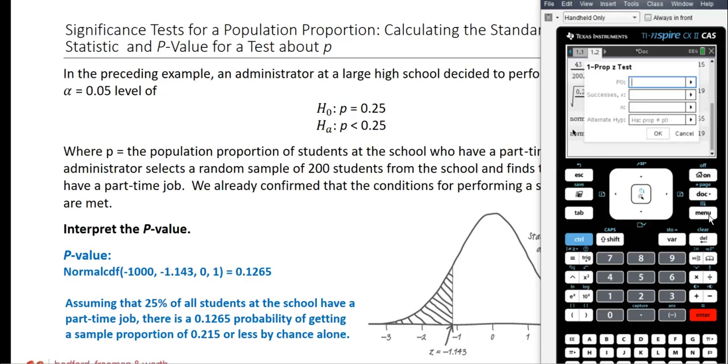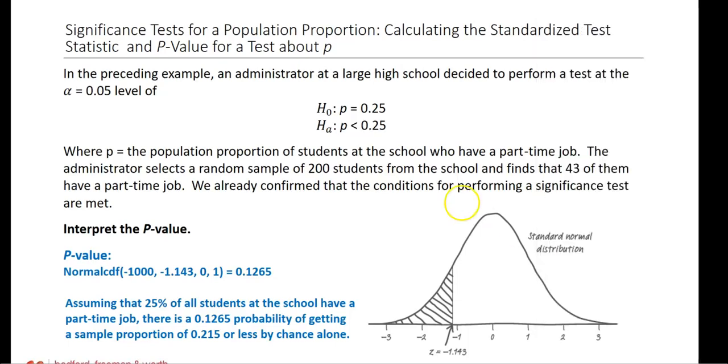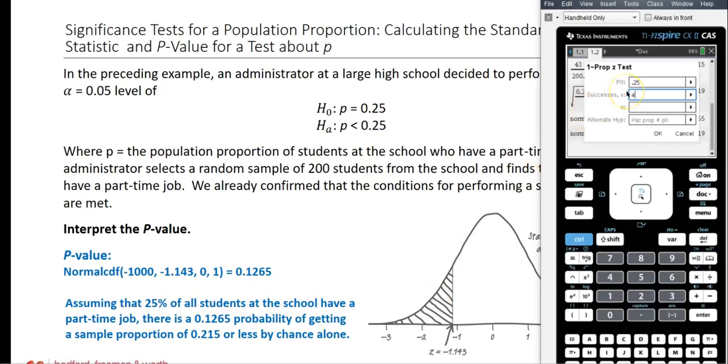So the null is 0.25. That's what it says, like p naught there, or p sub 0. Number of successes, I think it was 43, wasn't it? 43, yeah, 43 was out of 200. They gave us that out of 200. So that's basically p hat there. And then you choose which direction it is.